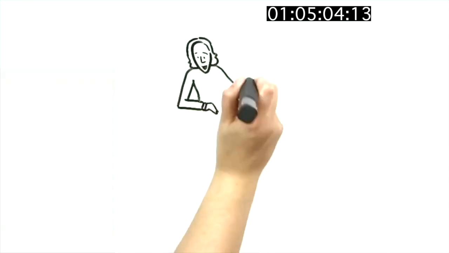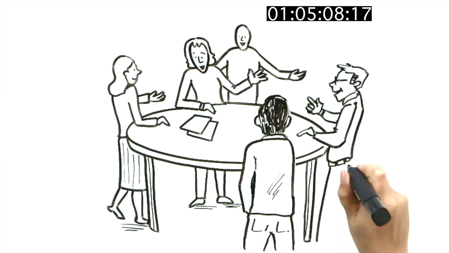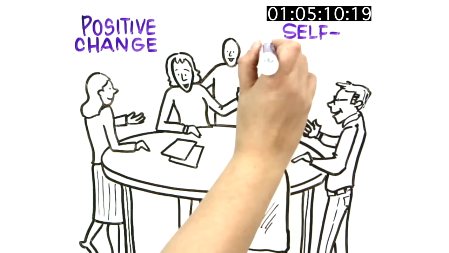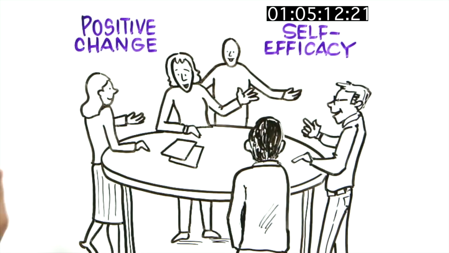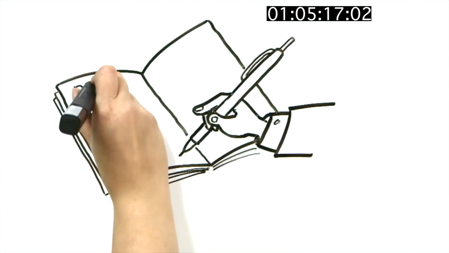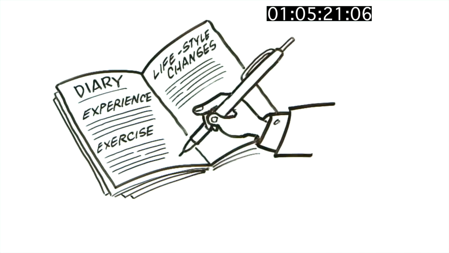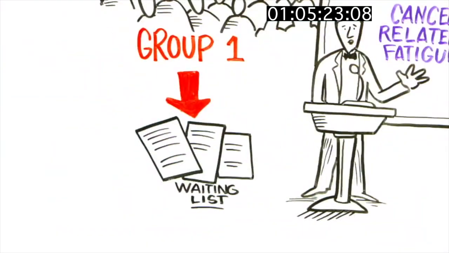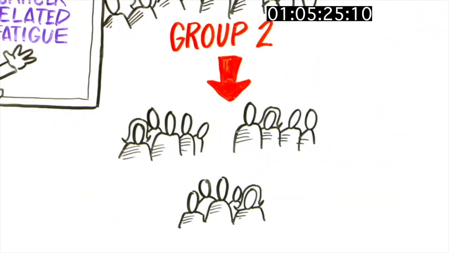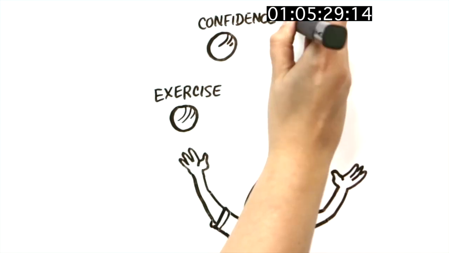The investigators felt that just knowing what to do wasn't enough, so they focused on helping the patients improve their skills in positive change, what we call self-efficacy. In the sessions, there was lots of discussion between patients, and participants were encouraged to keep a diary to reflect on the experience, exercise, and make lifestyle changes. When they compared the waiting list group to the group that met and discussed their experiences, they found the latter group exercised more and felt more confident about making good things happen.